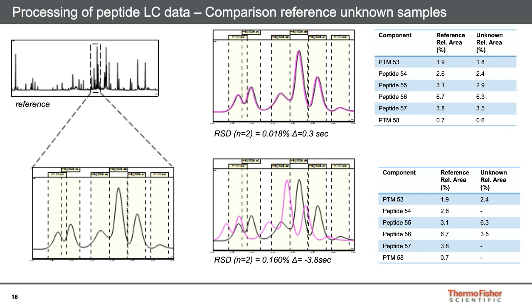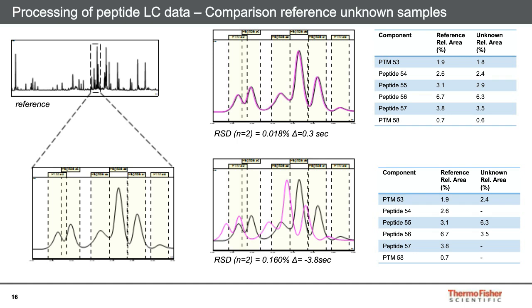Now, on the top right chromatogram, you see an overlay of a reference standard, the black trace, and an unknown sample, which is the pink trace. In this case, the chromatography was highly reproducible, and we have a minimum peak shift of roughly 0.3 seconds, which corresponds more or less to a retention time RSD of 0.018%.